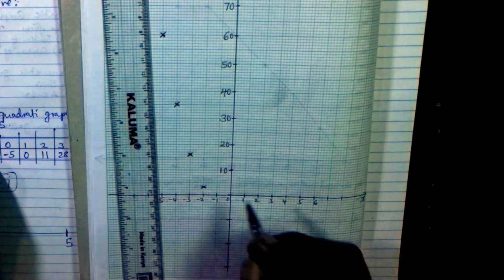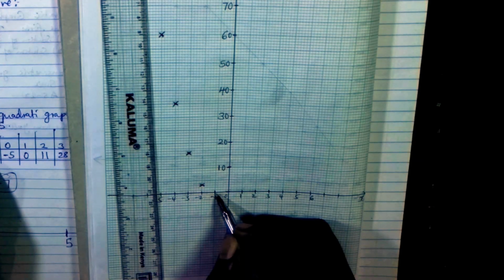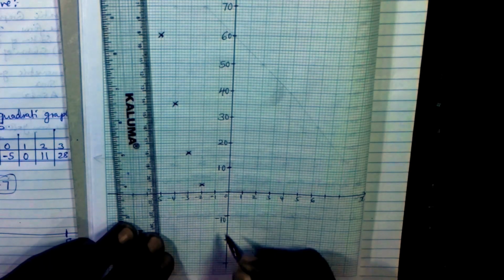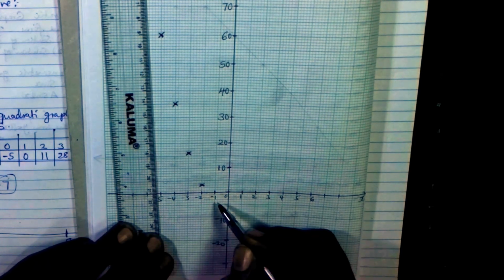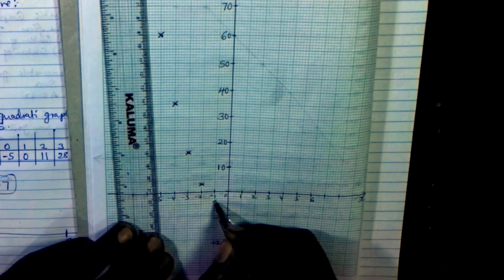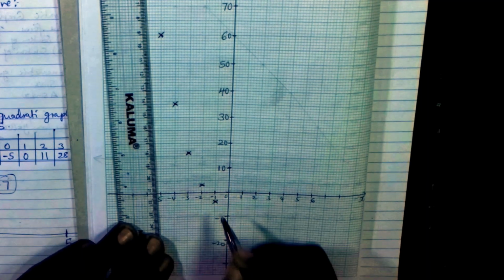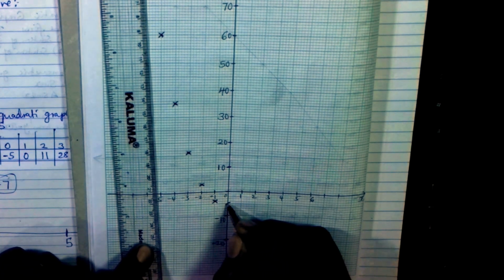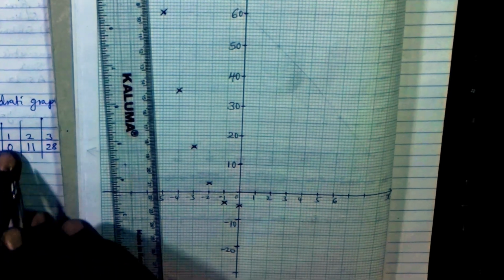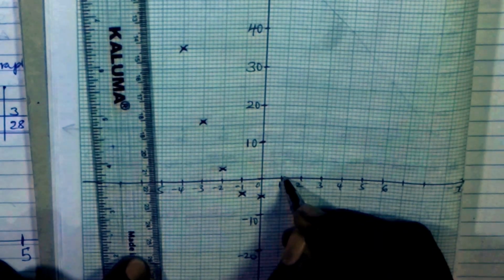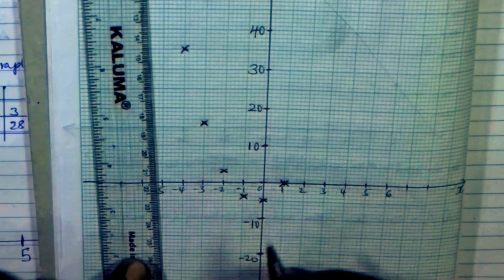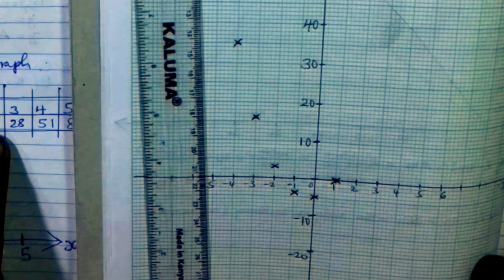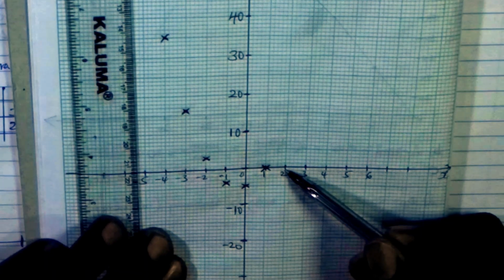When x is -1, y is, here is -10, -20, downwards. So -1, -4 at this point. When x is 0, y is -5. So -5 is there. When x is 1, y is 0. So that's the point. When x is 2, y is 11.